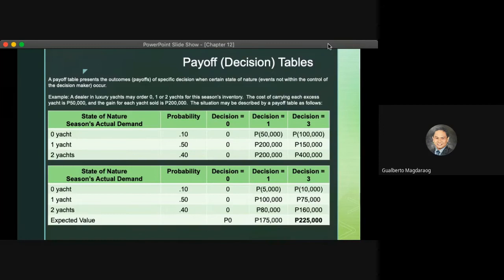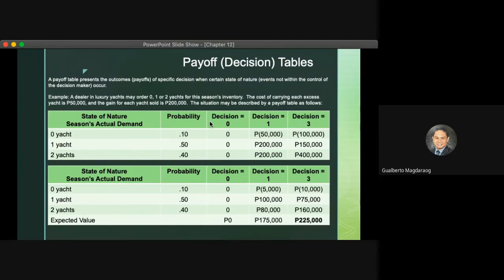So we have here our example for payoff tables or decision tables. A dealer in luxury yacht may order 0, 1, or 2 yacht for this season's inventory. The cost of carrying each excess yacht is 50,000. And the gain for each yacht is 200,000. The situation may be described by a payoff table as follows.